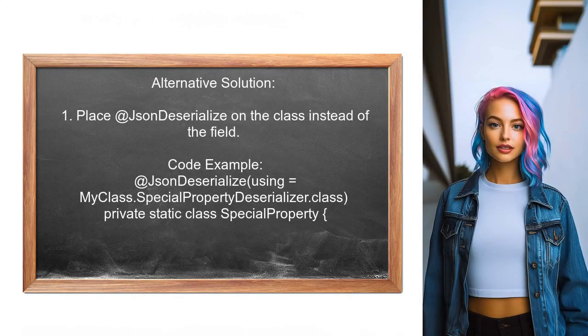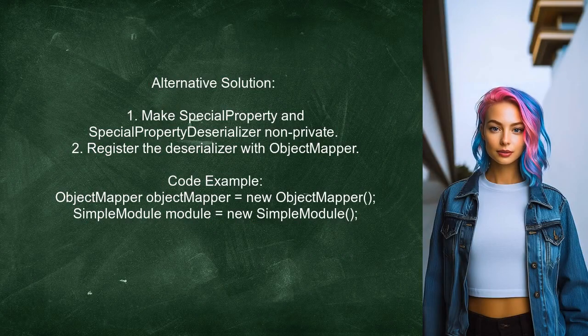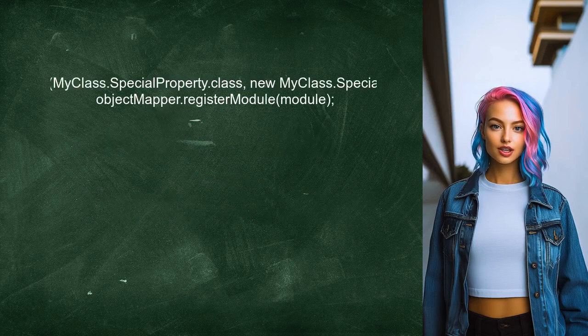This user suggests that the @JSON Deserialize annotation can be placed on a field, a setter, or a class. In your case, since you're using a constructor to set the special property field, the annotation is ignored. They recommend moving the annotation to the class level instead. Alternatively, you can register the deserializer directly with the object mapper. This involves making the special property and its deserializer non-private and adding the deserializer to a simple module.